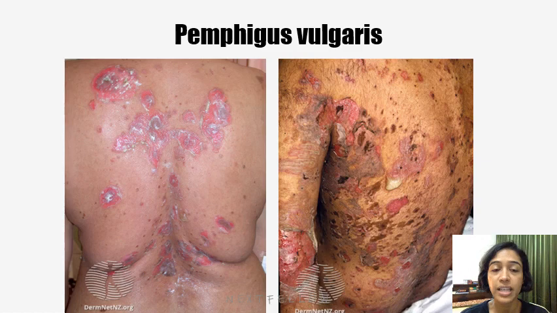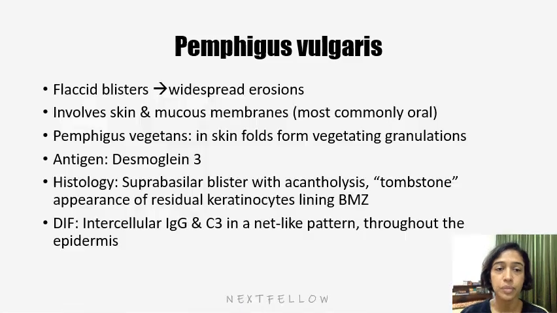So pemphigus vulgaris is a more severe disease. It usually involves the torso, head and neck as well, and it can involve the mucous membrane. So oral involvement is quite common as well, oral mucosa. Eyes and genitalia can also be involved. So here again you have flaccid blisters which eventually form widespread erosions. They involve skin and mucous membranes as well.